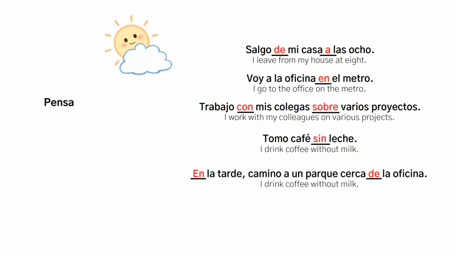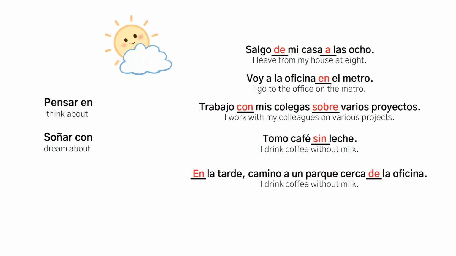Pensar en means to think about, not pensar sobre. Soñar con means to dream about, not soñar de. These verb plus preposition combinations don't always translate directly, but the six core meanings I've shown you today will guide you correctly most of the time.